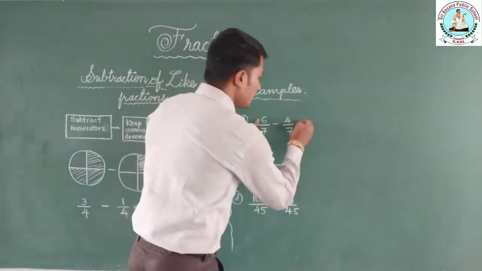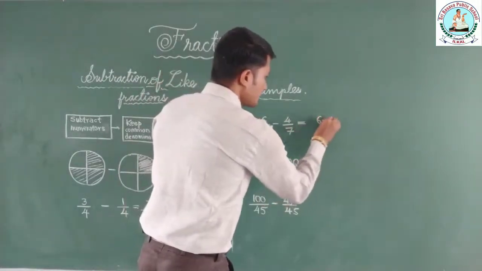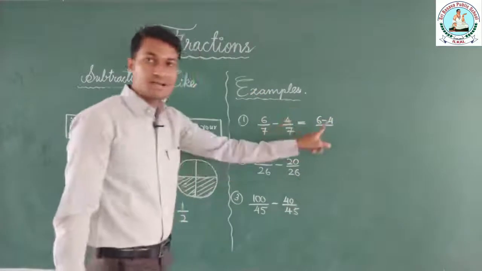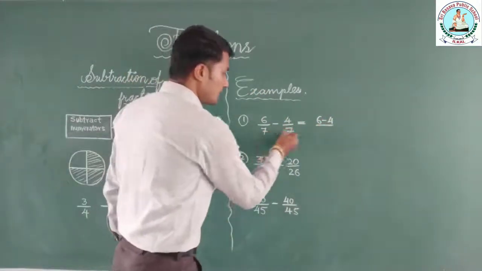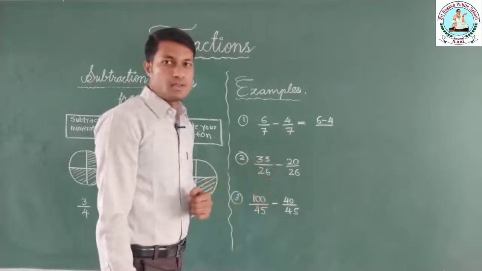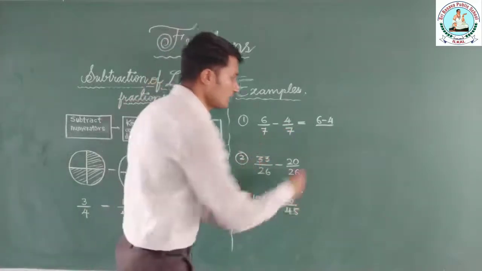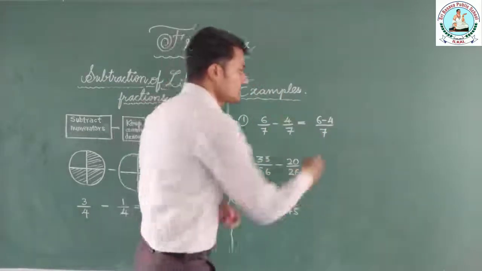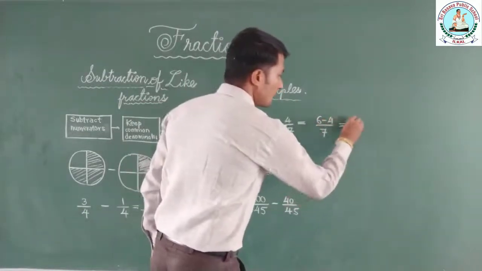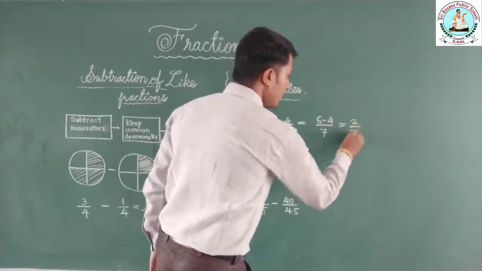So your next step will be 6 minus 4, which means we have subtracted the numerators here, and retain or keep the common denominator. So instead of 2 denominators, write only 1. Now we have written the common denominator. So 6 minus 4 will be 2 and write this 7 as it is.